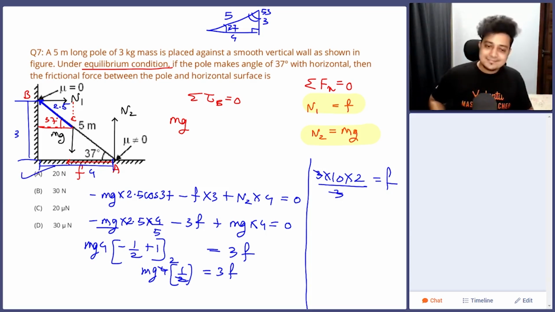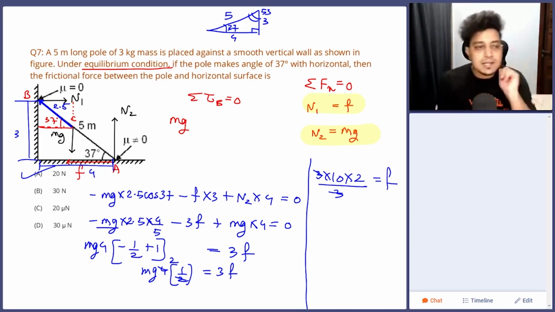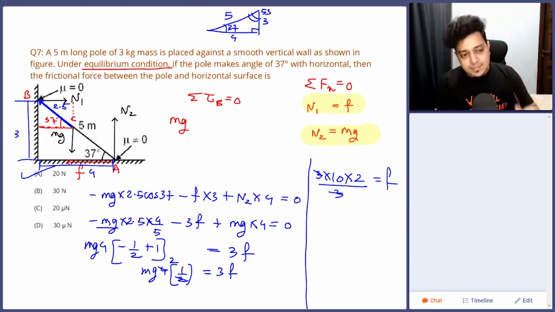Option is A. Clear? You can also calculate torque about point A. That would be, I think, even shorter. If you calculate torque about point A, then you will directly get the answer for N1, and N1 is equal to F. Okay, you understood? If you calculate torque about point A, it will be even shorter, because then you eliminate 2 calculations.